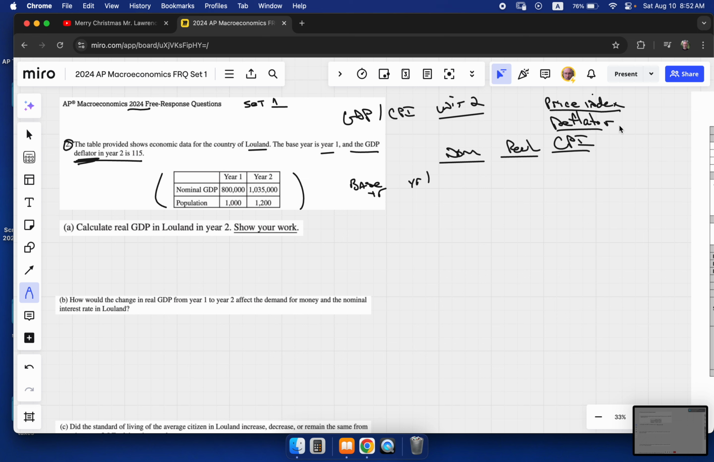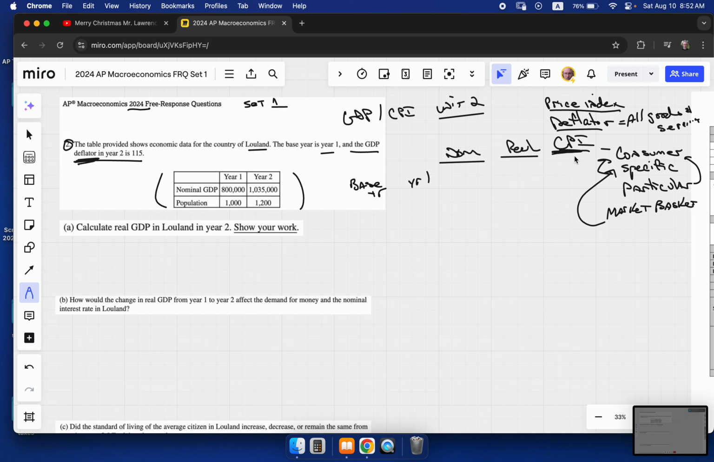The difference between these two is the deflator covers all goods and services. It's much broader than the CPI, right? Whereas the CPI is just consumer goods. It's talked about as a particular group of goods, particularly consumer, and it is talked about as a market basket of goods. And that basket of goods is obviously consumer goods, right? This is the consumer price index.